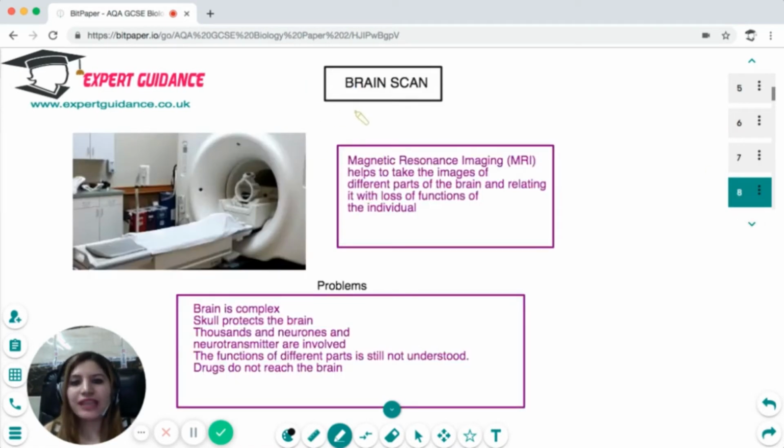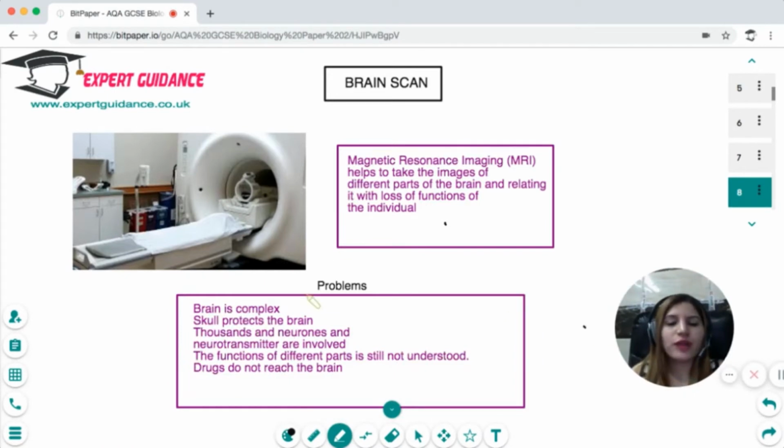Now, the brain scan is where we do magnetic resonance imaging and take images of the different parts of the brain, and then we find if there's any clot, if there's any thrombosis, if there's any problem with the brain, and then we relate this problem with the loss of function of the individual.